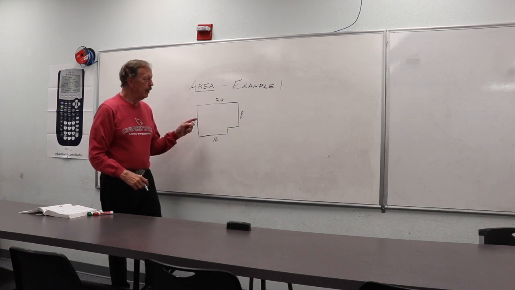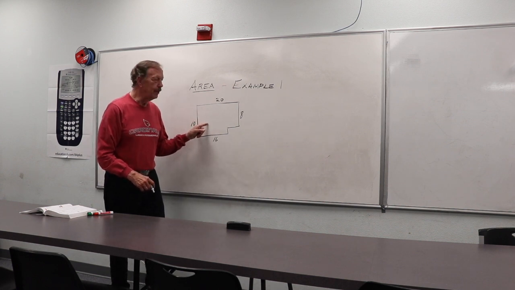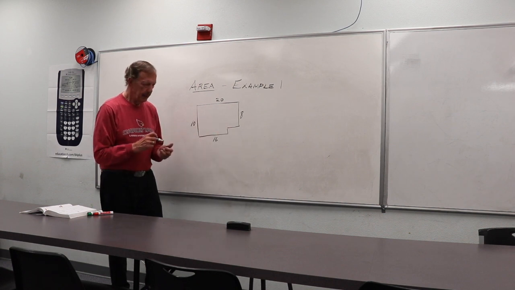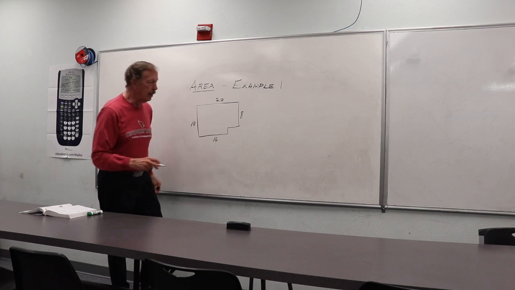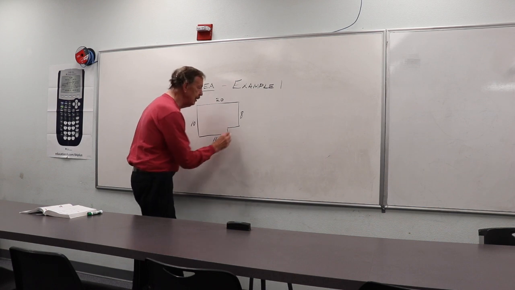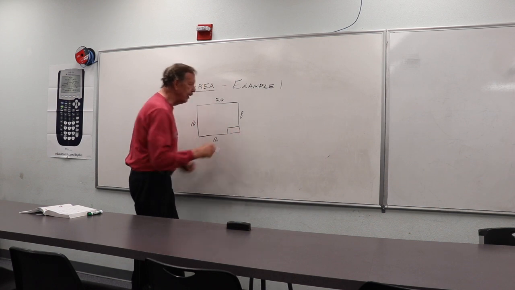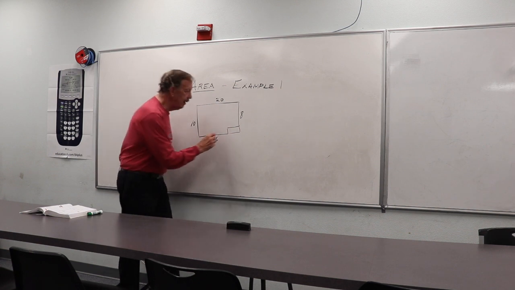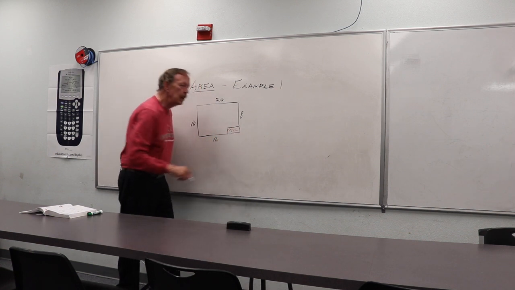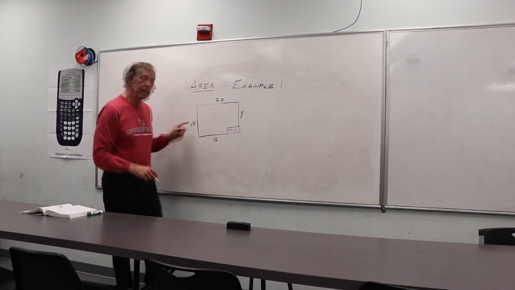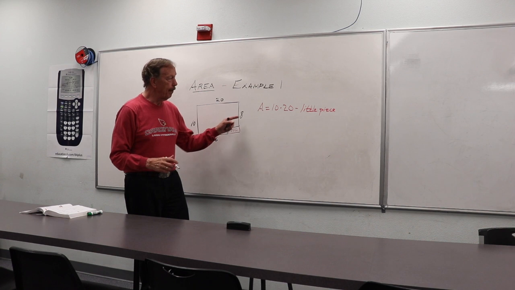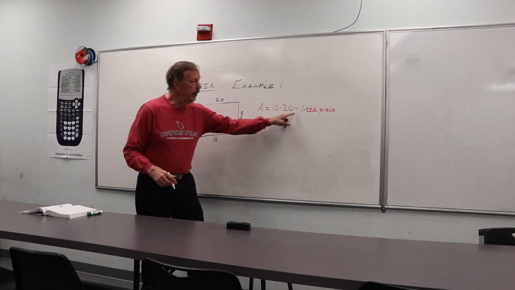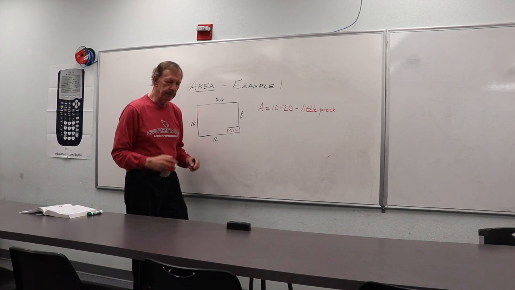In this problem, we don't have a full rectangle. There's a piece missing. Now we can accommodate that piece in one of 2 ways. Way number 1, usually the easiest, is to figure the rectangle as though it was complete. And then from it, subtract that piece. Let's do that now. Our basic rectangle is 10 by 20. But from our basic rectangle of 10 by 20, we need to subtract this little piece.